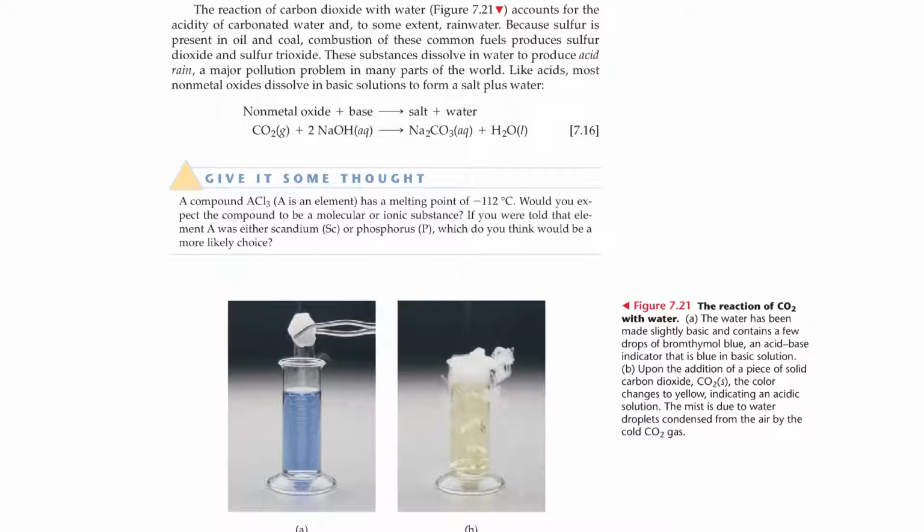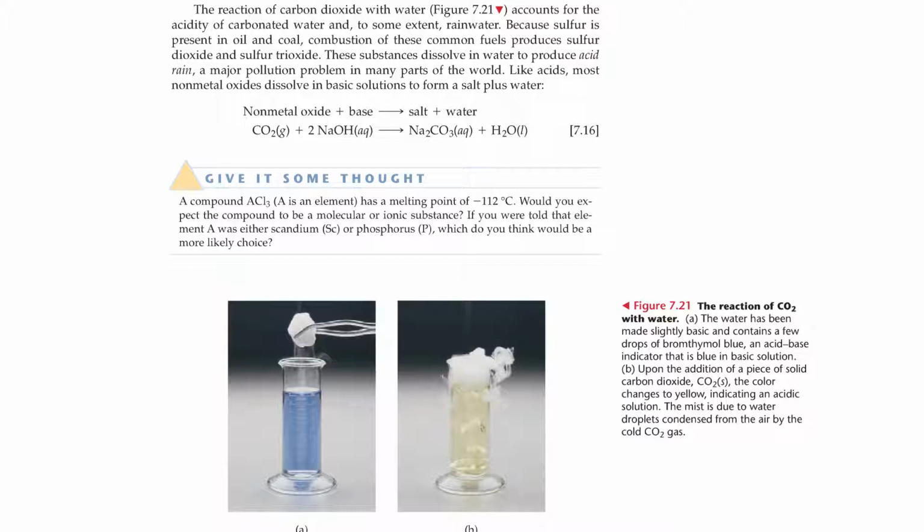The reaction of carbon dioxide with water accounts for the acidity of carbonated water and to some extent rainwater. Because sulfur is present in oil and coal, combustion of these common fuels produces sulfur dioxide and sulfur trioxide. These substances dissolve in water to produce acid rain, a major pollution problem in many parts of the world. Like acids, most nonmetal oxides dissolve in basic solutions to form a salt plus water. A nonmetal oxide plus a base yields a salt plus water.